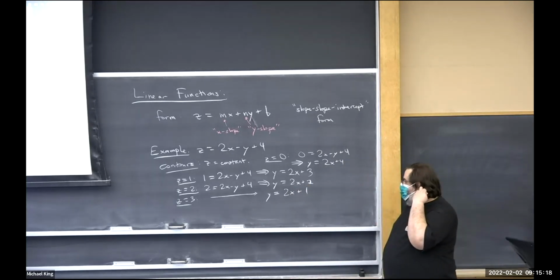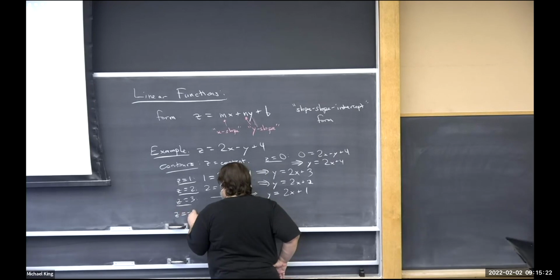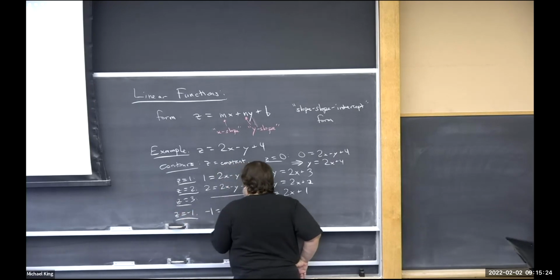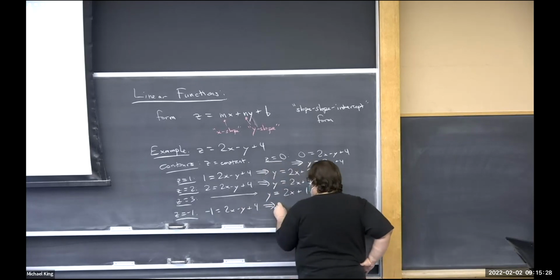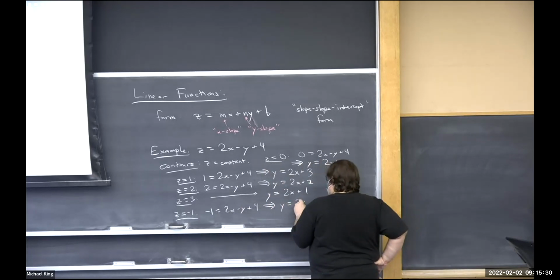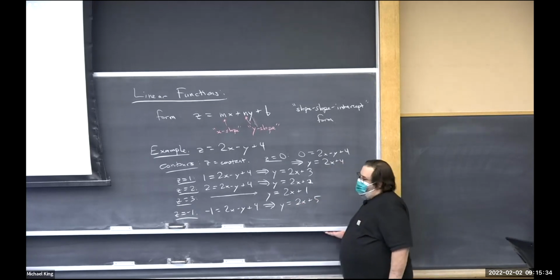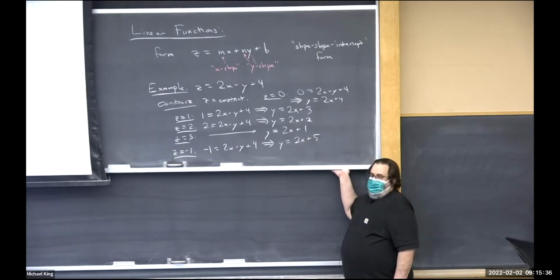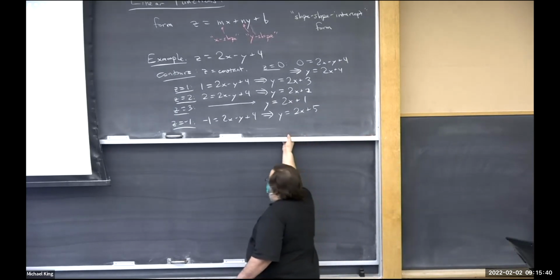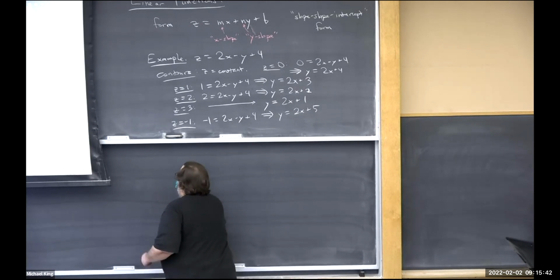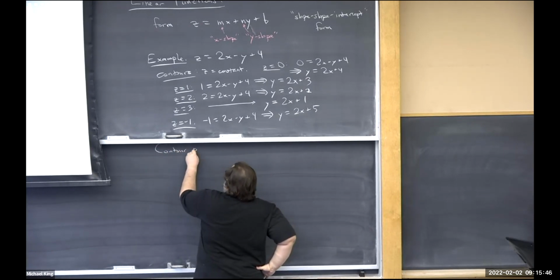Good. You can do z equals minus 1. Minus 1 equals 2x minus y plus 4. So y equals 2x plus 5, etc. Okay, so if we want to draw the contour map, they're just all of these lines, right? So, contour plot.